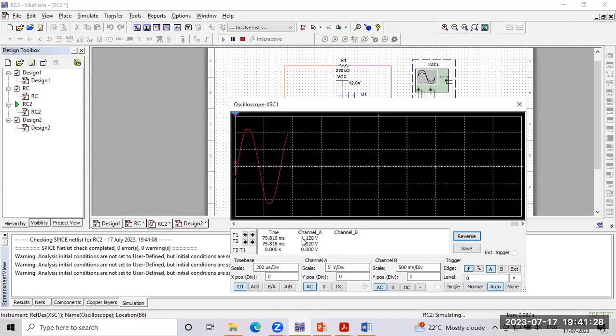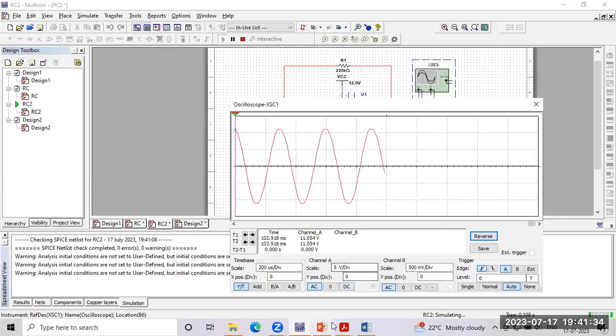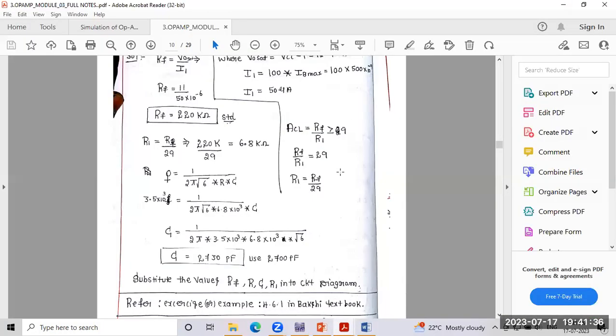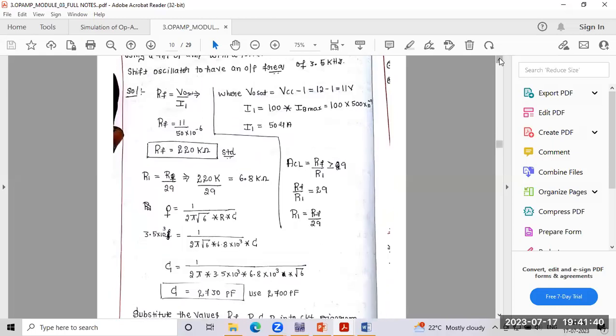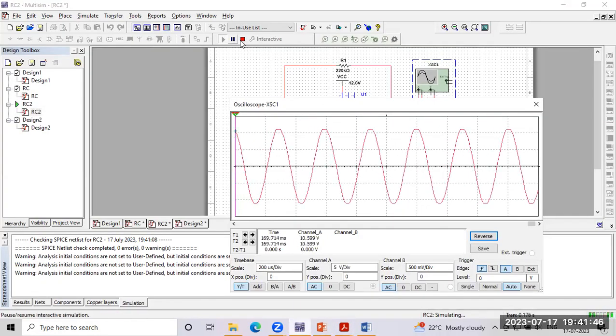Okay, the output is here. Make reverse. What should we observe here? What is the question here? The output frequency should be equal to 3.5 kilohertz. How do we measure this output frequency?